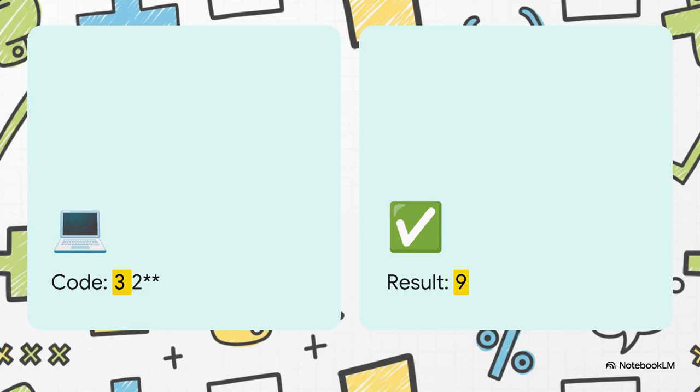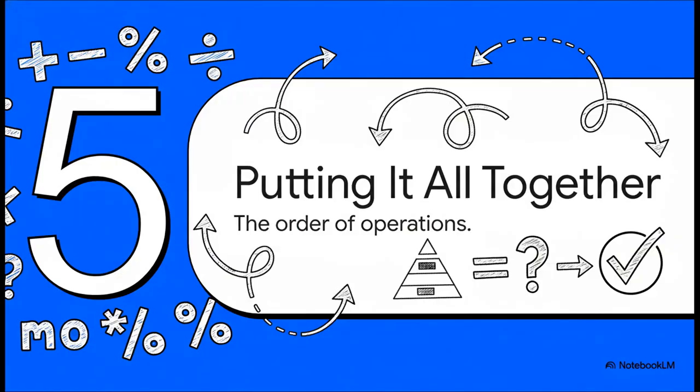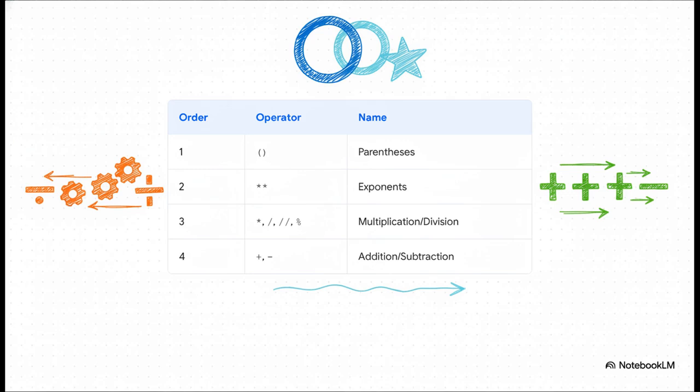Easy enough, right? Okay, so we have all 7 of our operators now. But what happens if we mix them all up in one long calculation? How does Python know what to do first? Well, just like in math class, it follows a very strict set of rules. You might remember PEMDAS from school. Python follows a very similar logic.